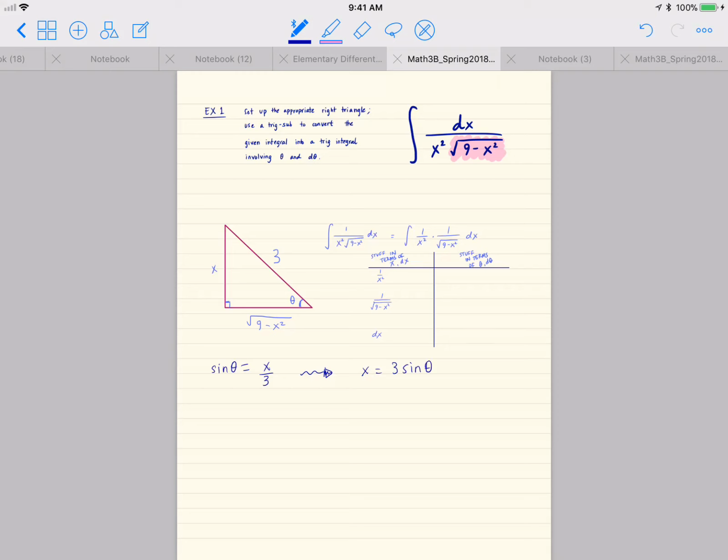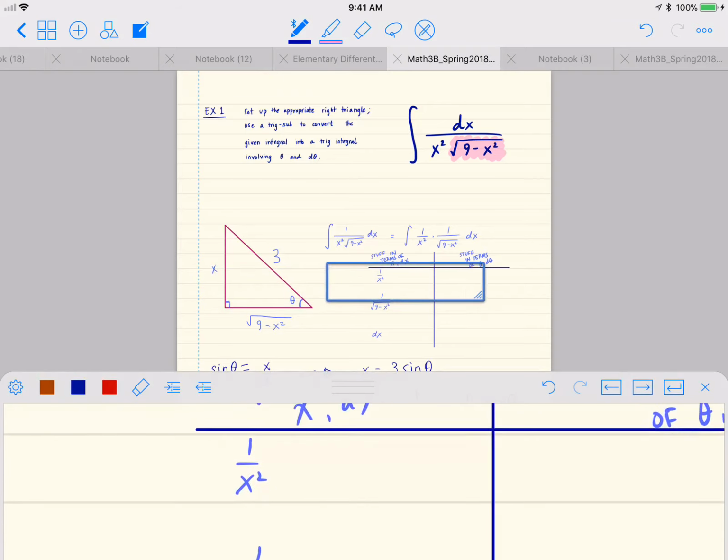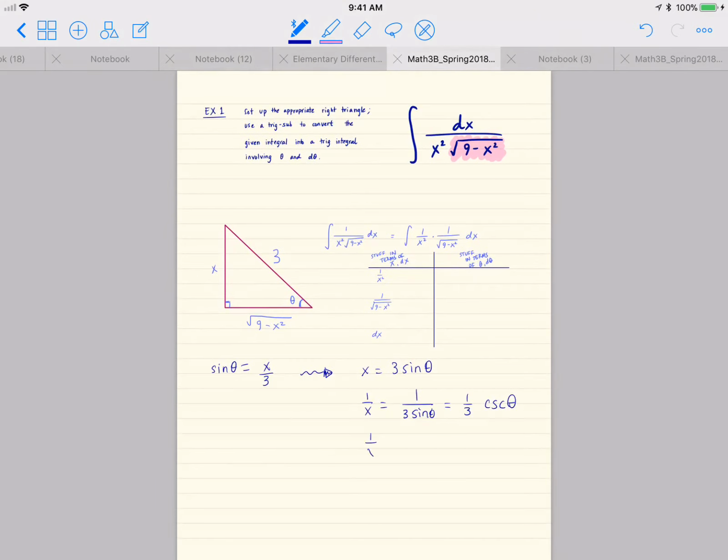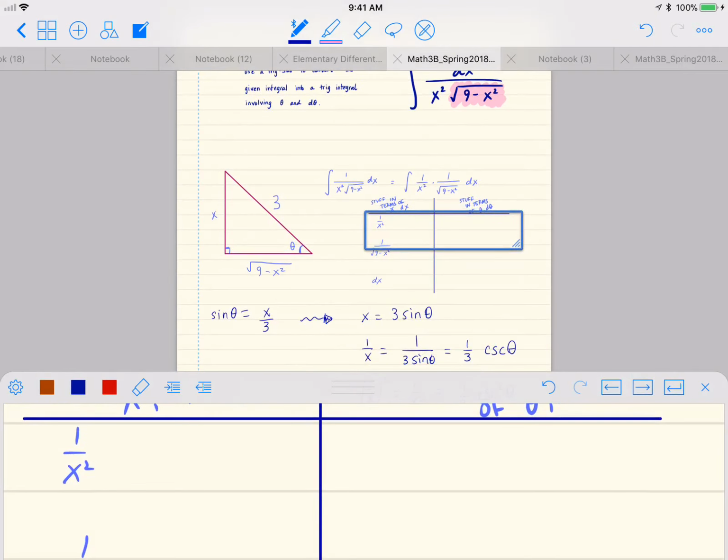And if x is equal to 3 sine theta, that tells me that 1 over x is 1 over 3 sine theta. And this is the same thing as 1/3 cosecant theta, because cosecant theta is the reciprocal of sine of theta. Now, I'm almost there. Remember, what do I need? I need 1 over x squared. So far, I've got 1 over x. So I just am going to square this. That'll give me my 1 over x squared, which is 1/9 cosecant squared theta.